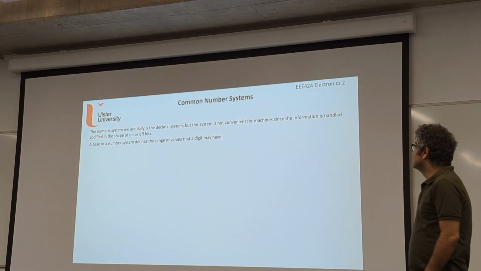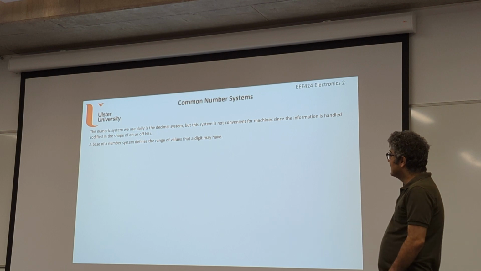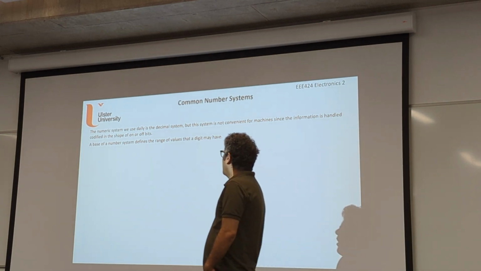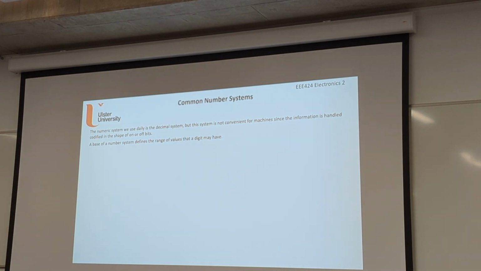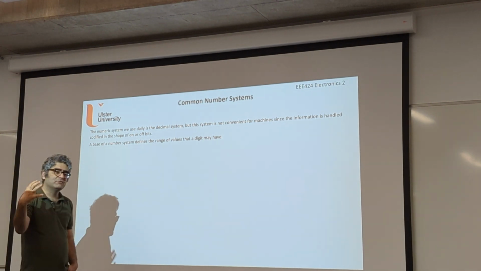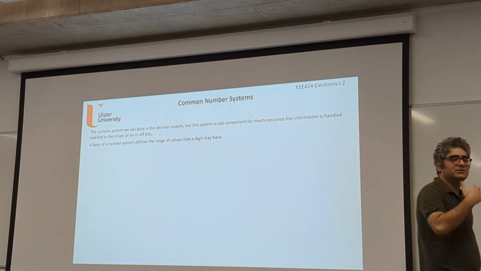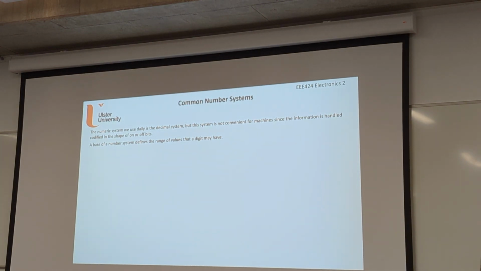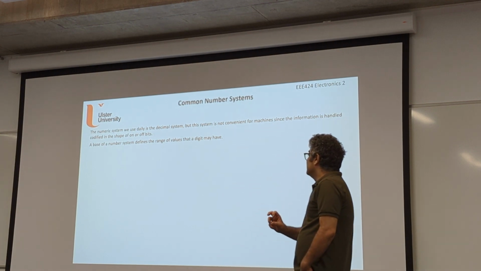Our mind system is not conveying information, since the information is handled codified in the shape of on or off bits. We know that at the base of digital electronics are on-off bits, 0, 1. So in this case, it doesn't work such as our mind to consider 0 to 9 decimal calculation, so we should define a new system for them. What is this system? It's bits, 0, 1.